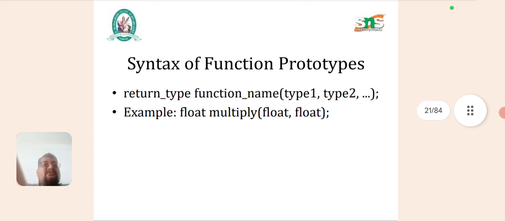Next is the syntax of function prototypes: return type, function name, type 1, type 2, and so on. Any number of arguments can be passed as per the needs of the user. Let's give an example: float multiply(float, float). So basic data types can be used, and void can also be used. So these are the examples of function prototypes.